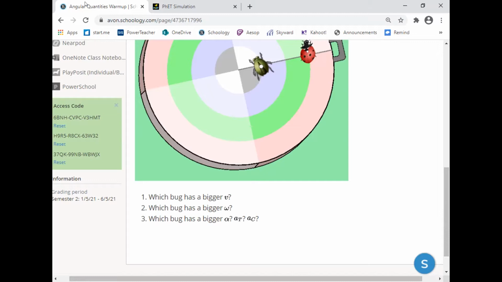Sam, can I ask you about AC? They both have the same omega, but you hesitated for some reason. Yeah, a bigger R, right? So if you look at the equation, AC equals R omega squared, right? If they have the same omega, but the ladybug has a bigger R, the ladybug has a bigger AC, okay?